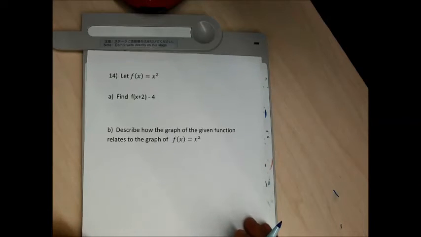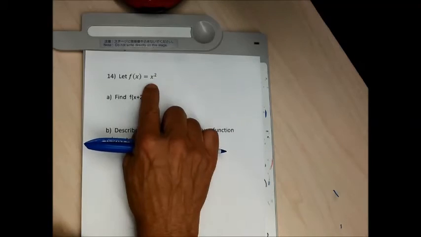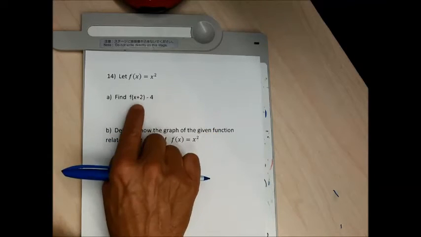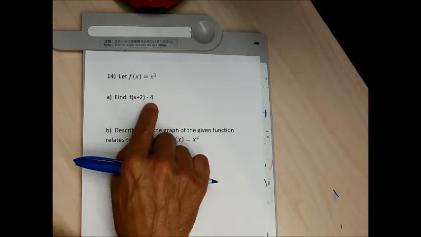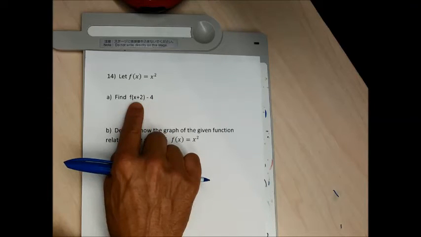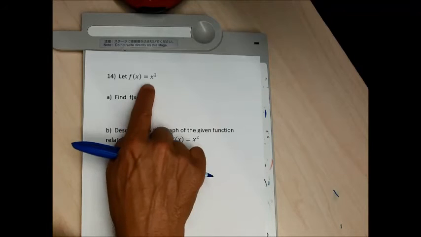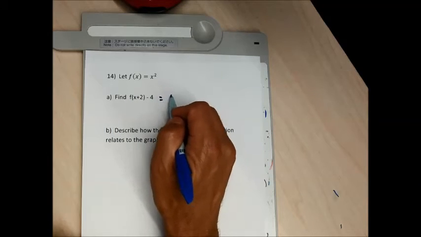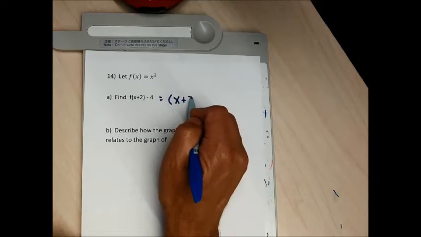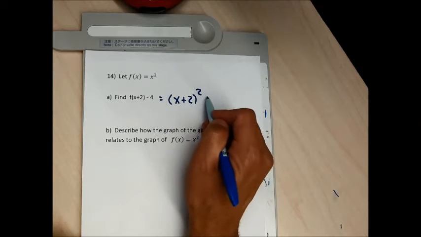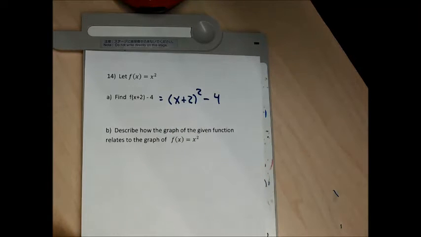14, we did a bunch of these this semester. It gives me the function f of x equals x squared. It wants me to find f of x plus 2 minus 4. Because the x plus 2 is in a parentheses, it needs to go in a parentheses with the exponent of 2 outside of it. And the minus 4, because it's not in a parentheses, it's going to be after the function.